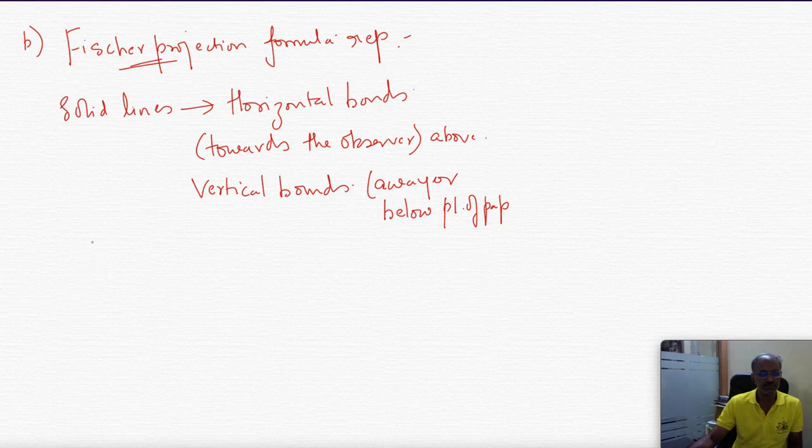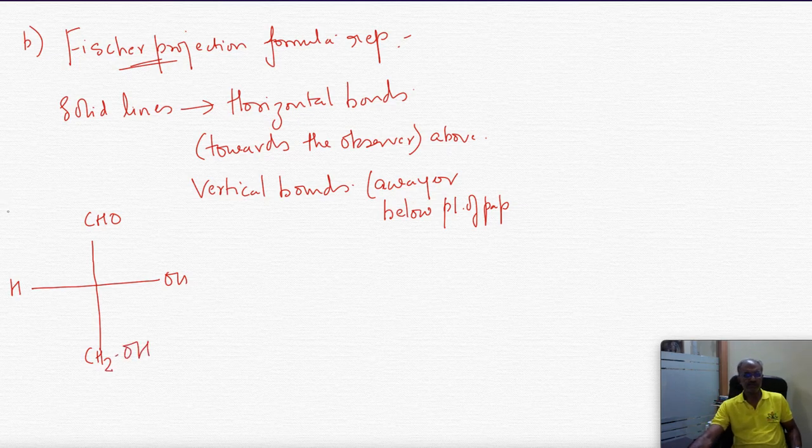Now, I will tell you an example. Take for example this. This is CHO. This is OH. This is H, and this is CH2OH. Now, the longest carbon chain in a molecule will always be in a vertical format. This is the vertical format, vertical bond. That means it is always going away, below the plane of paper. So this is vertical bond. This is vertical bond.